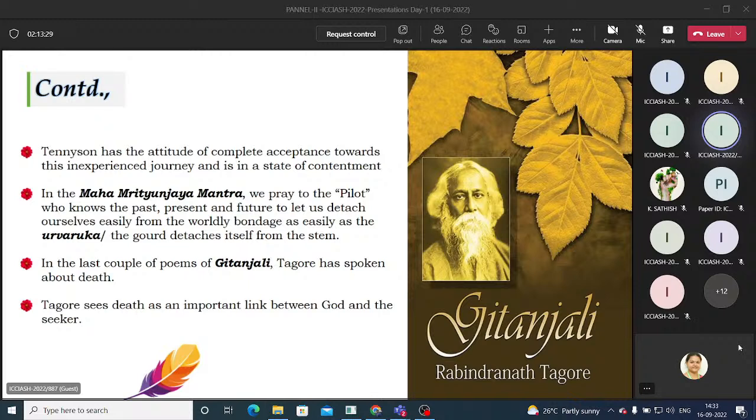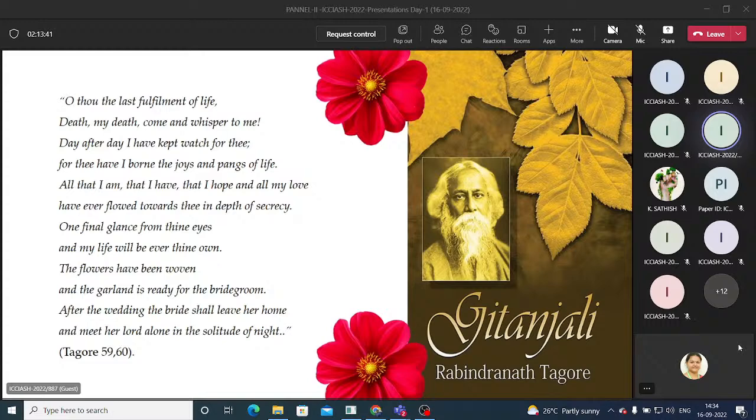The suggestive understanding behind the metonymic bar leads the reader to intertextuality here. Taking the 91st verse of Tagore from Gitanjali and placing it in this context, we find intertextuality. In the last couple of poems of Gitanjali, Tagore has spoken about death. Bar can be equated to death.